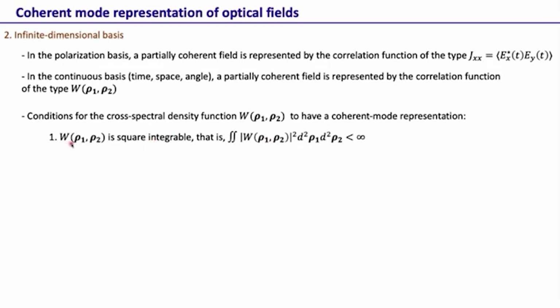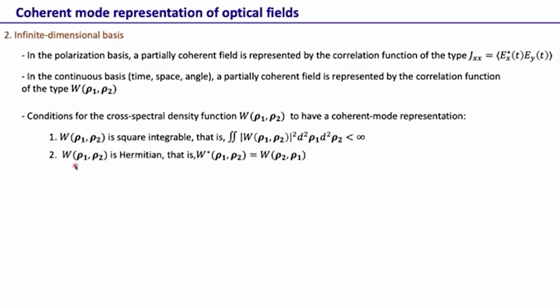The first one is that this cross-spectral density is square integrable. It's basically saying the field is finite, it's not an infinite field. So as long as this is square integrable, that means the integral of W(rho1, rho2) over rho1 and rho2 is less than infinity. This is the essential requirement for the field to be physical. A physical field has to be square integrable, or the correlation function.